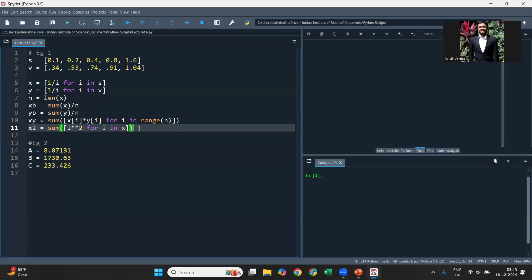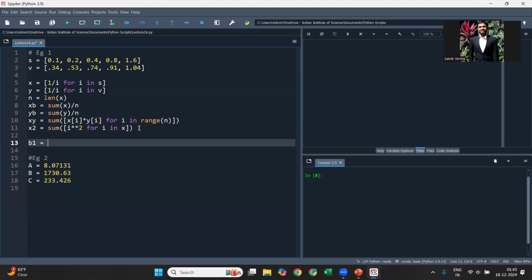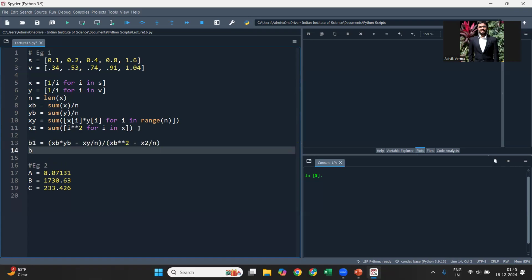So that is done. Now we just need to evaluate beta 1. So based on the formulas, beta 1 is x bar y bar minus summation of xy, which is xy here, upon n, whole by x bar square minus summation of x square, which is x2 here, by n. That gives us beta 1. Beta naught is y bar minus beta 1 times x bar, right?